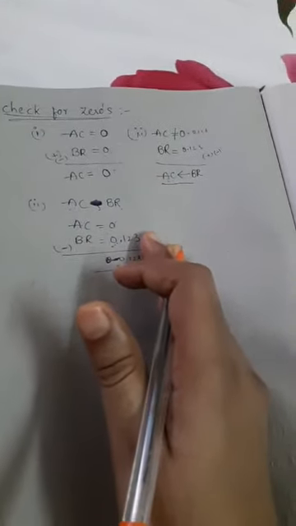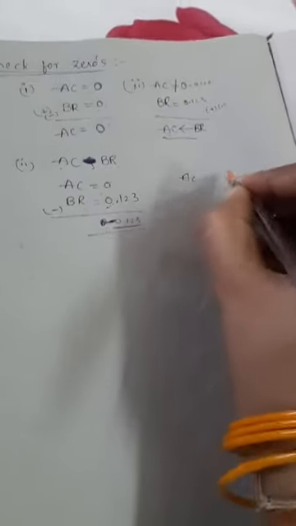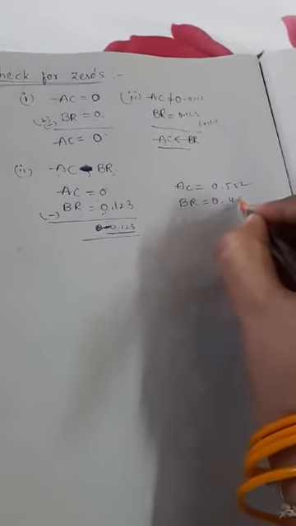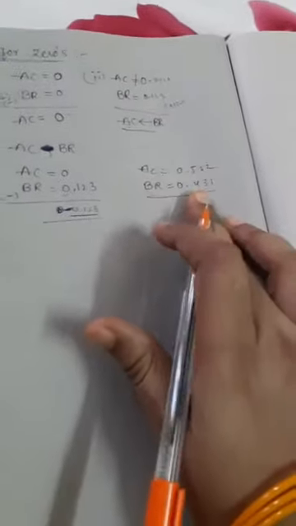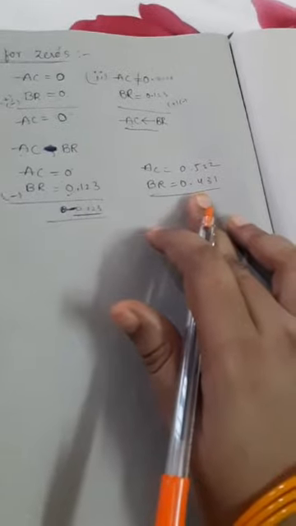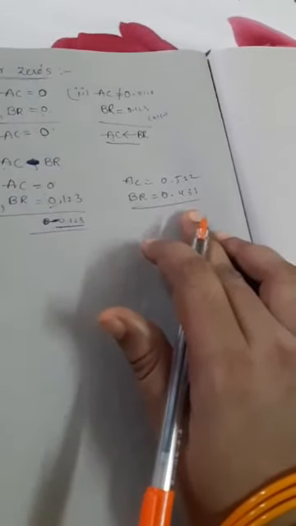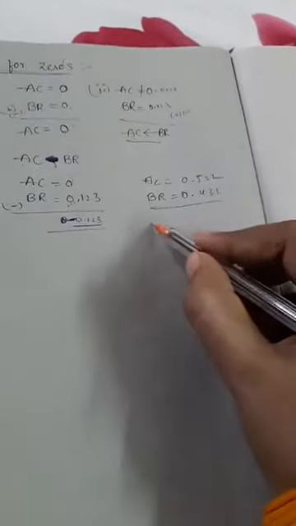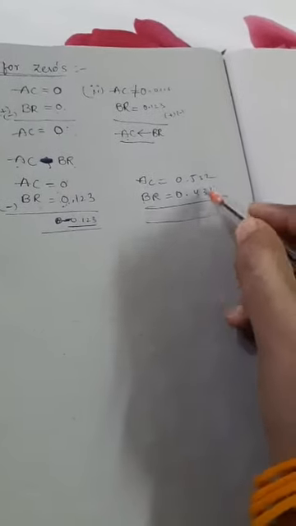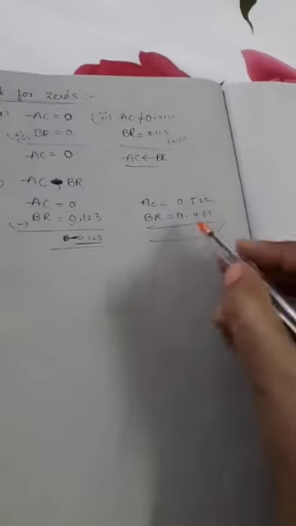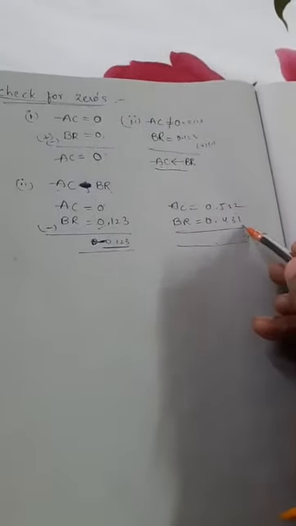Okay, suppose they are not zeros. AC has some 0.532 and BR contains some value that is not equal to 0, some 431. Then we are performing the subtraction operation, so what is the result we are getting? We are performing subtraction between these two, and we may get some result. So how can we perform this subtraction operation?